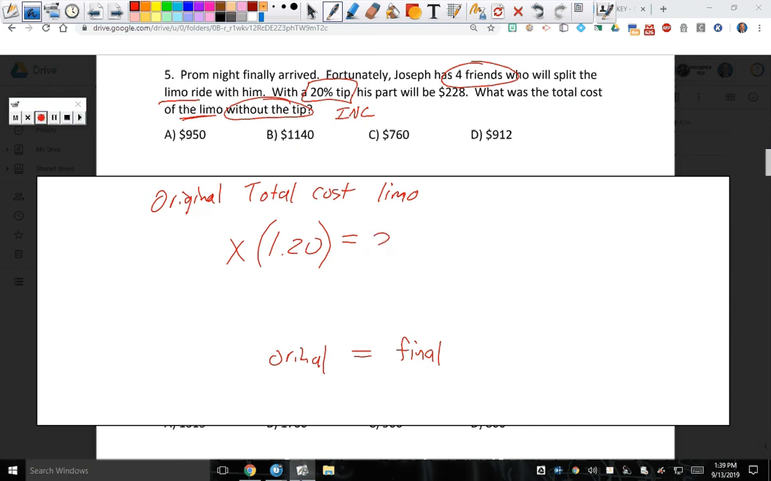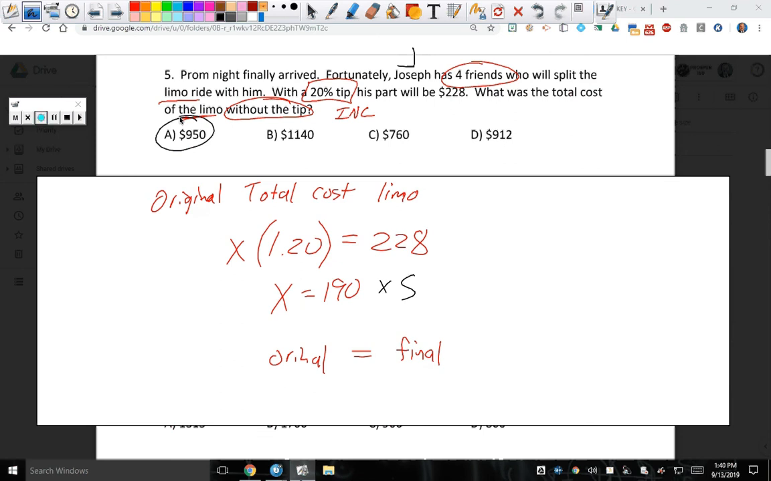So 228 would go here. So now with our calculator, we're going to go 228 divided by 1.2. And x, the original, is going to be $190. Okay? Why don't you multiply it by 4 to get the total, like how much they paid total? Joseph is the fifth one. So it'll be 190 times 5, and this is the original price.